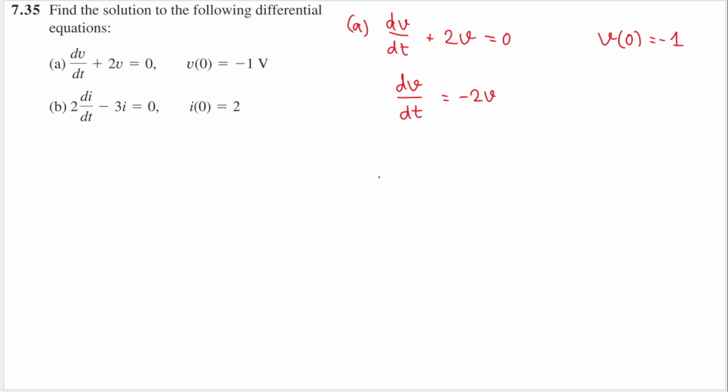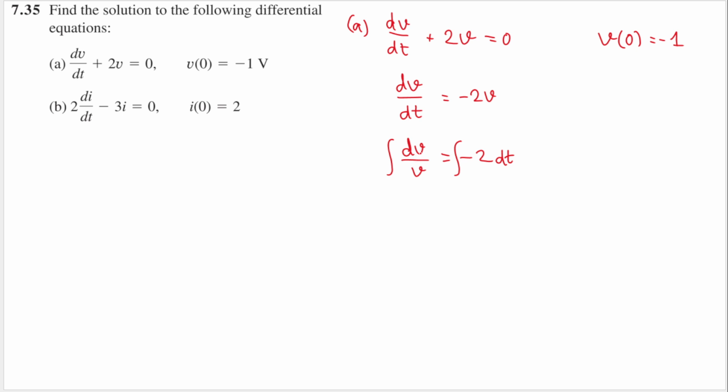Okay, but then we can cross multiply, or we can swap this v with dt. So we will have dv over v, and that will equal minus 2 dt. And this is good. Why? Because we can integrate both sides, right? So we can integrate both sides here.